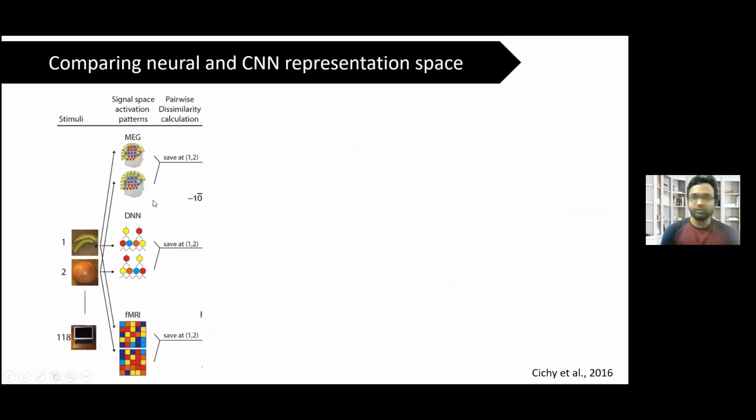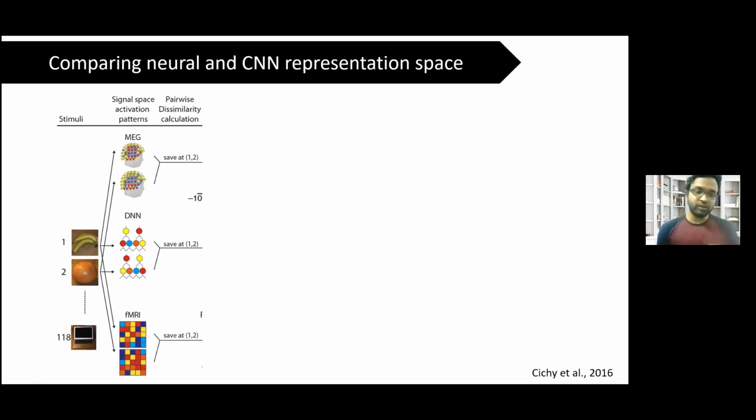You get certain recordings from the MEG electrodes, you have activations from the individual units of these deep neural networks, and also you have activations from the fMRI voxels. But the challenge is that there's no one-to-one localization. You don't know if, let's say, this particular blue unit over here matches this particular blue unit or this particular blue unit over here. There's no one-to-one correspondence between the location of the electrode, the location of the voxel, or the location of the unit inside the deep neural network. So how do you compare if the representations are similar across different layers or not?